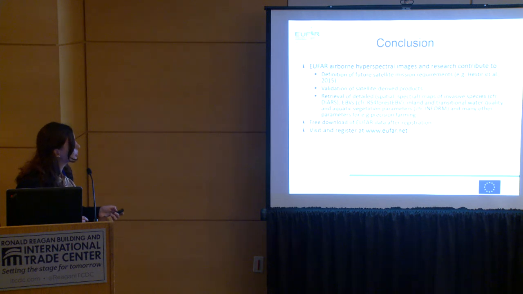And what I showed in my presentation today is that it can be used for the retrieval of detailed maps of invasive species, essential biodiversity variables, and inland and transitional water quality and aquatic vegetation parameters, but also for many other parameters. I think about precision farming, for example.